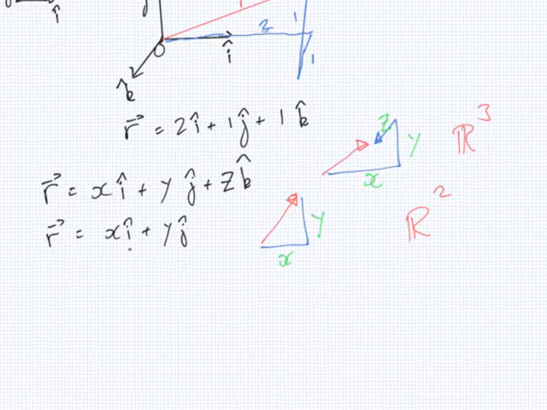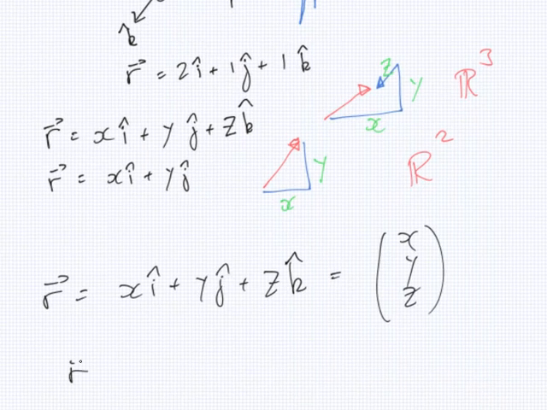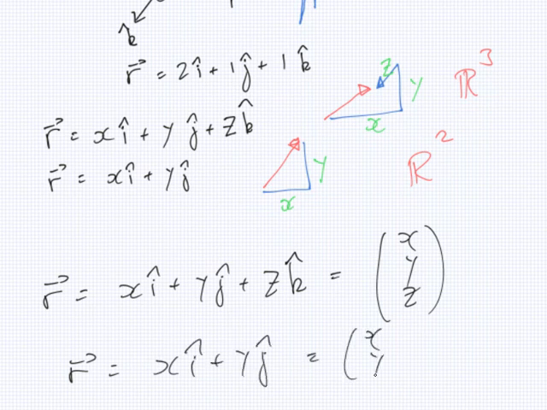It's a bit of a pain to write this all the time, so it's quite common to write xi plus yj plus zk shortly like this, x, y, z. Or if there's only 2, you can write it like this. That's just to be convenient.